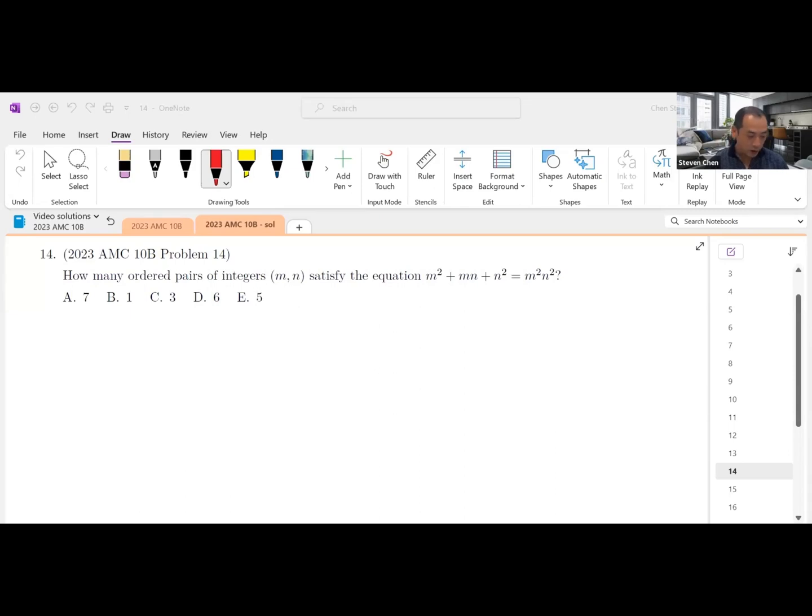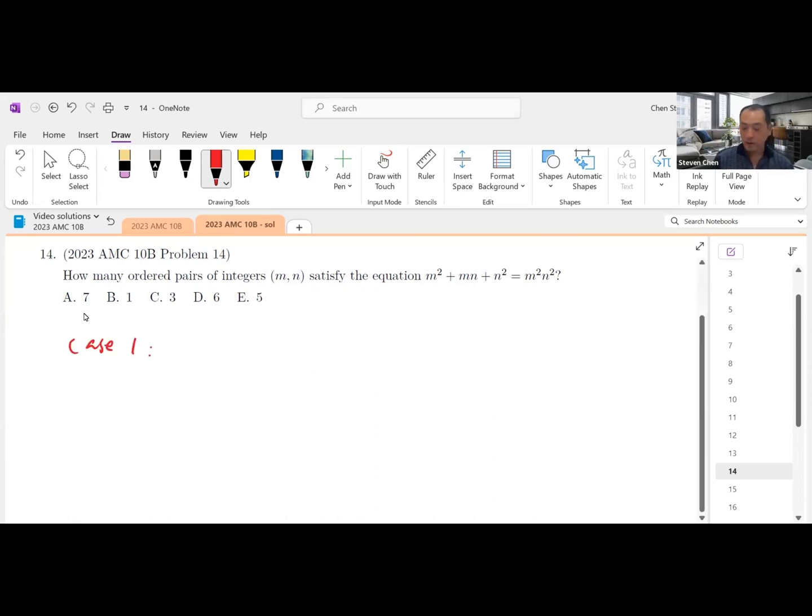Now, let's look at 2023 AMC 10B problem 14. It asks us to find the number of ordered pairs of integers m and n satisfying the given equation. To solve this equation, we will do the casework analysis in terms of whether one of these numbers is equal to 0.